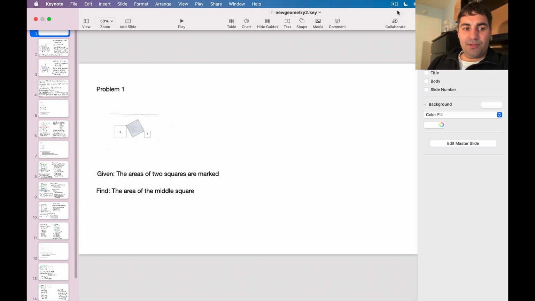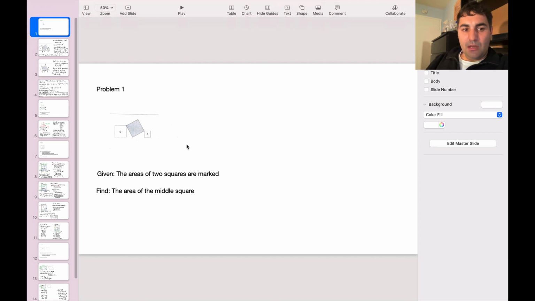So I'd like to solve two competition geometry problems in this video, and I'm going to follow up with another video with two slightly more difficult problems. We're given that the areas of two squares are marked. The square on the left has area 9, the square on the right has area 4. Find the area of the middle square.